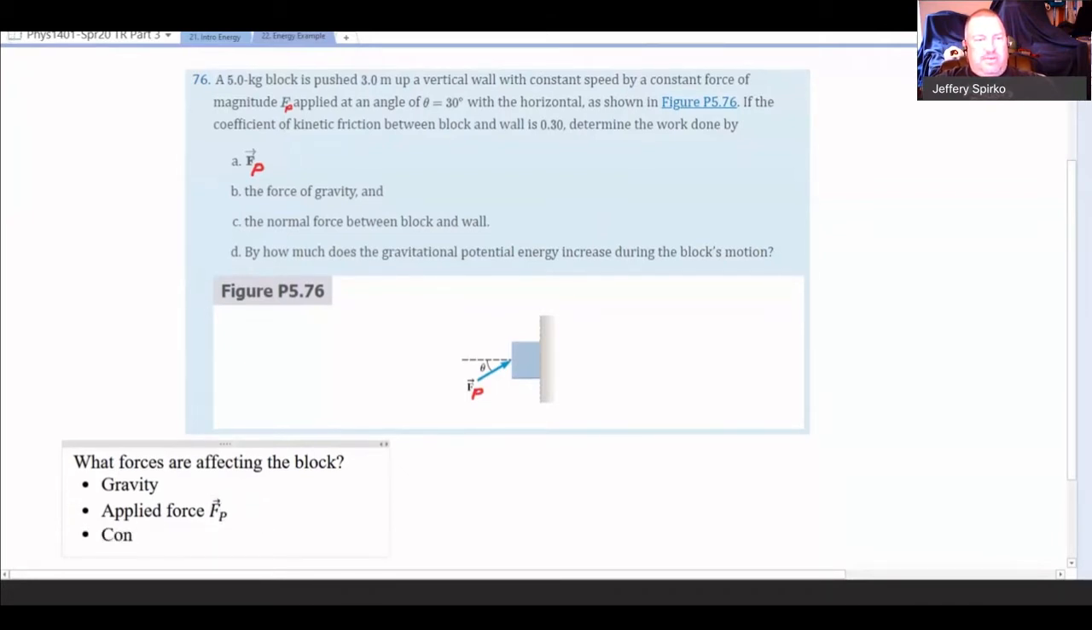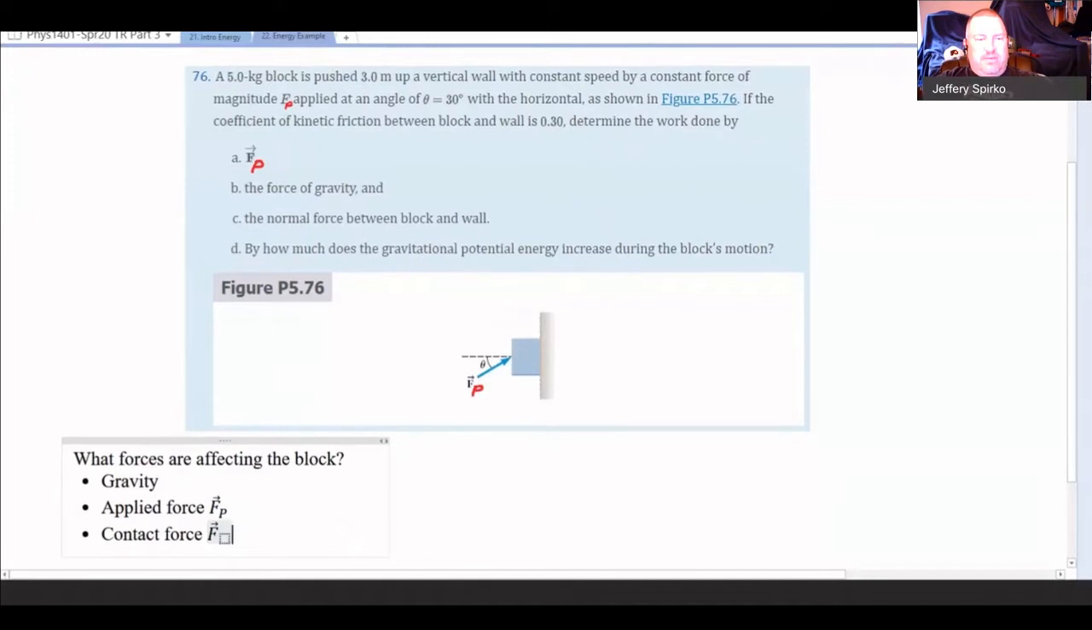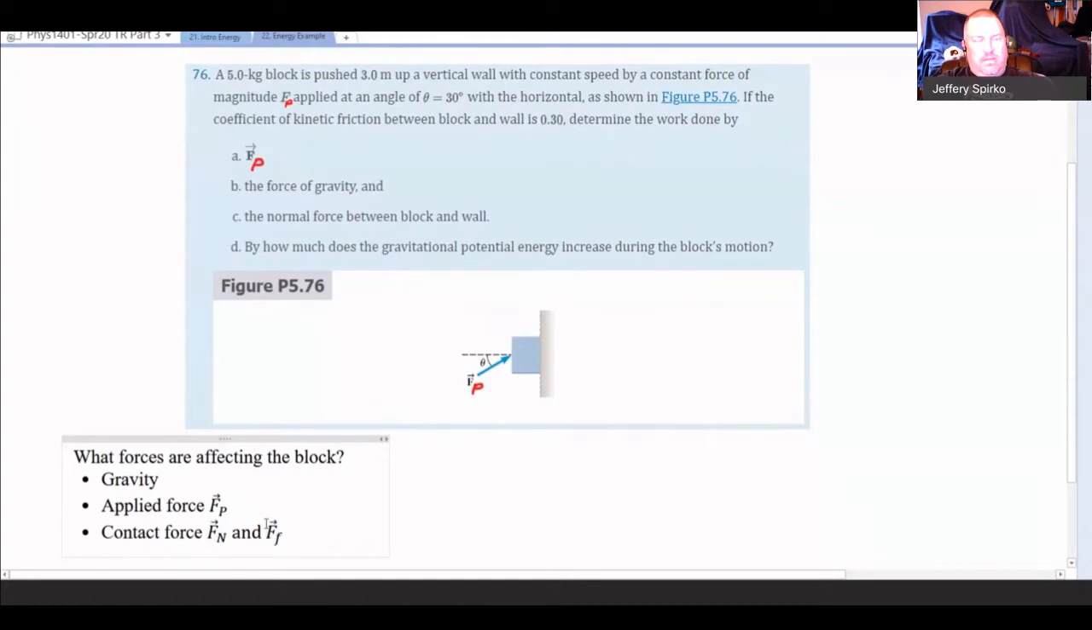And then there's also the contact force, and with a friction case, we always split the contact force into 2 parts. And we call them the normal force and the friction force. I usually just call the friction force F sub F for friction. Our textbook has this tendency to call it little f vector subscript k to remind us it's kinetic friction.